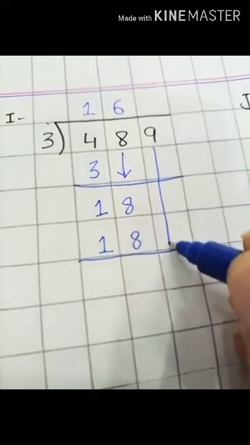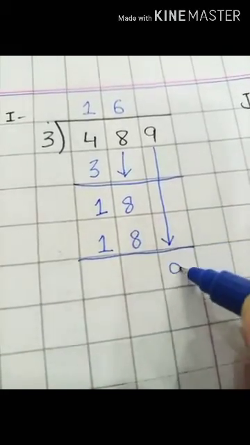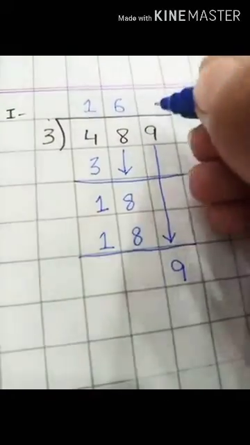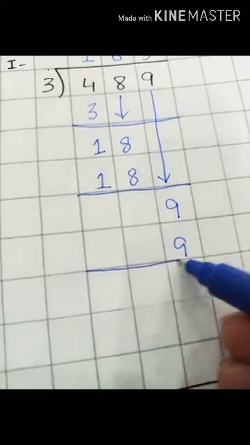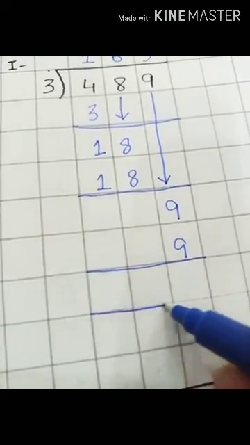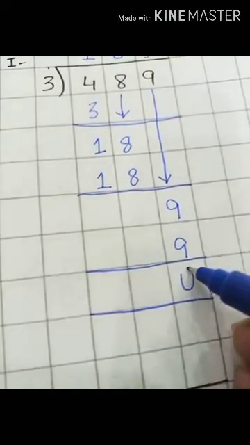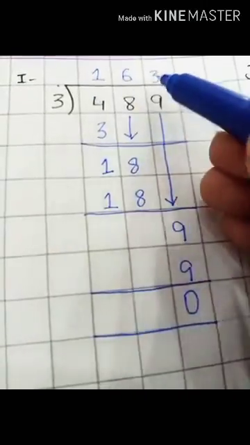this 9 down here and read the table of 3 till the 9. 3 3s are 9. Now students, 9 minus 9 is 0, which means that we have completed our question and our quotient is 163. Next is the part J.